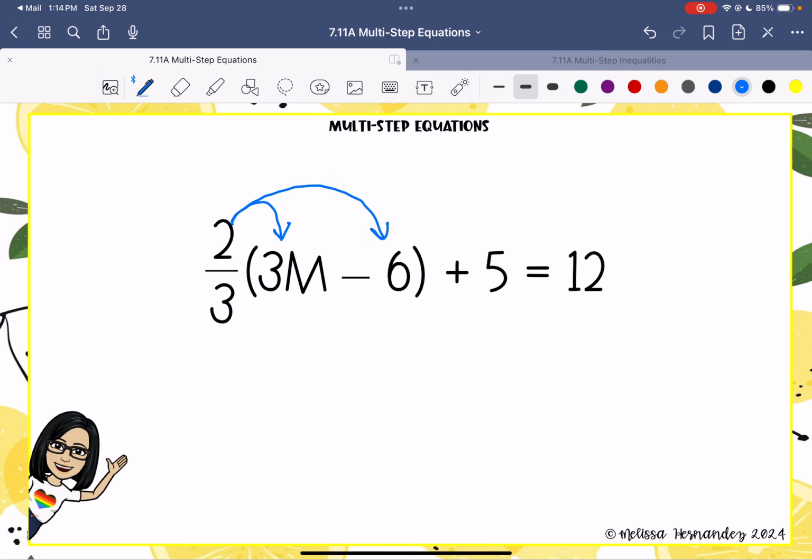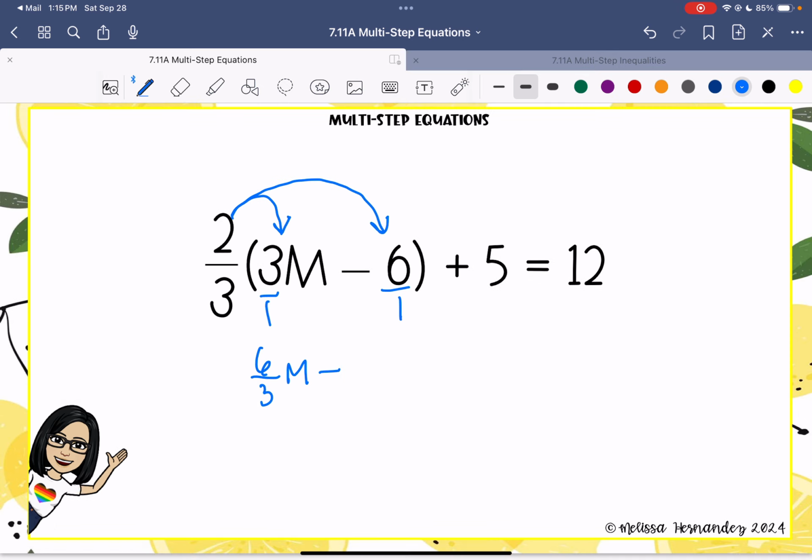We distribute both terms. And so one thing you want to remember is that when you multiply fractions, you don't need a common denominator. You just multiply the numerator with the numerator and the denominator with the denominator. Whole numbers don't have a denominator. I'm going to go ahead and put a 1 underneath it. 2 groups of 3 is 6. 3 groups of 1 is 3. So 2/3 times 3m is 6/3 m.